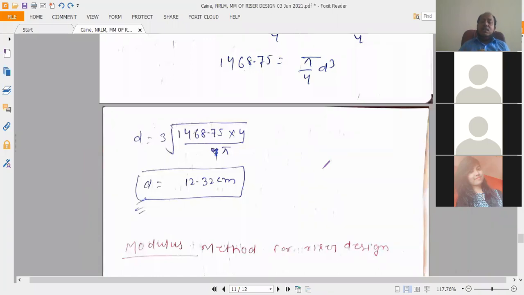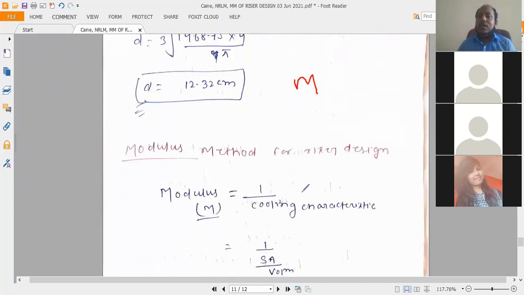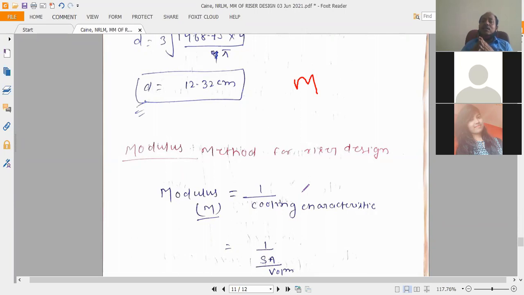And one other thing, the last method of riser design is the modulus method. In the modulus method, we have to find the modulus. Modulus is defined as the reciprocal of the cooling characteristic. To design by the modulus method, the question will state that you have to determine it by the modulus method.